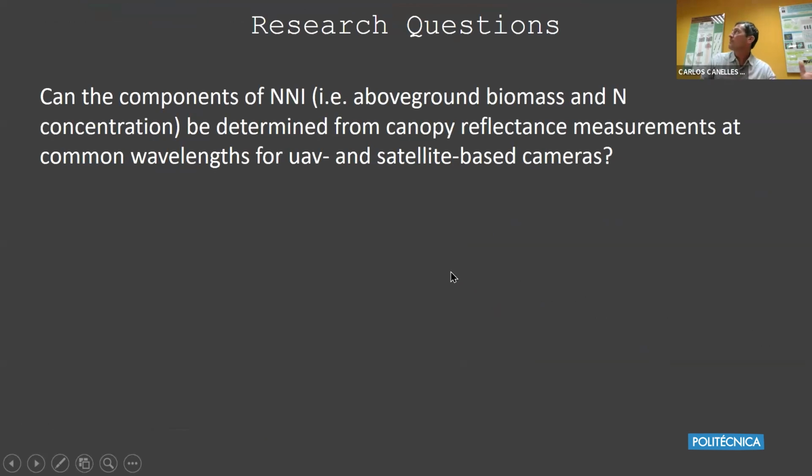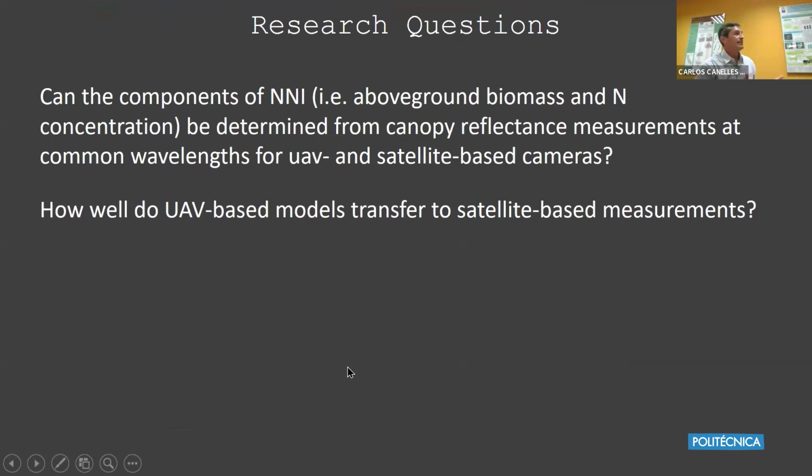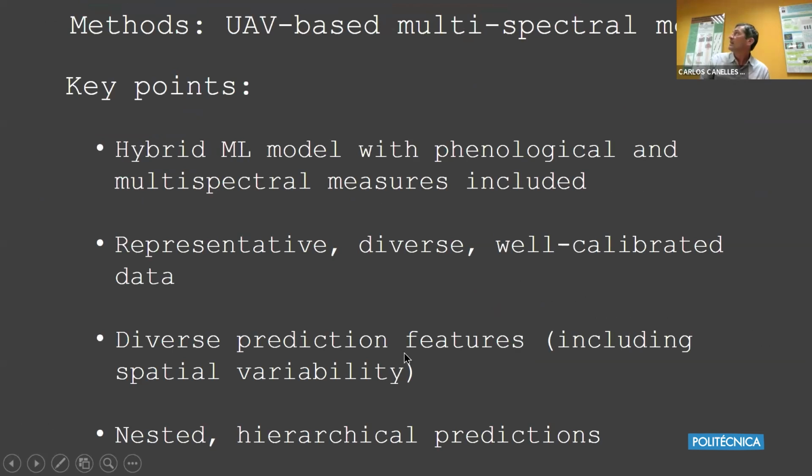So I kind of already said these all aloud, but can we predict these from remote sensing platforms? How well do they translate then? If so, how well do they translate to a satellite-based measurement? Okay, so then we'll move into the heart of this.